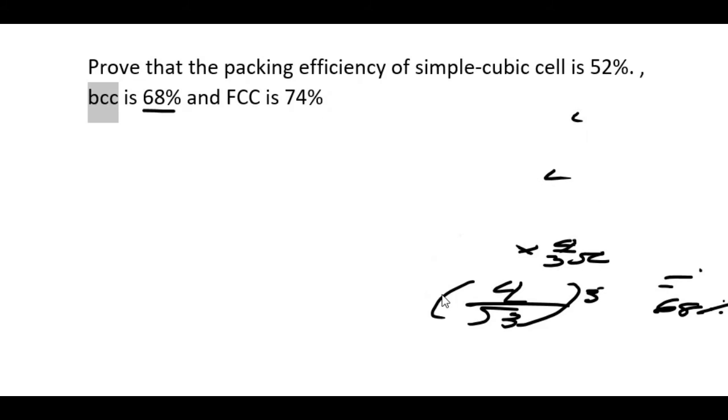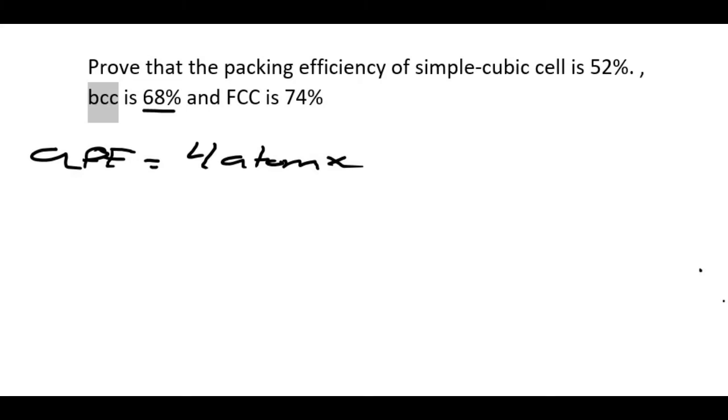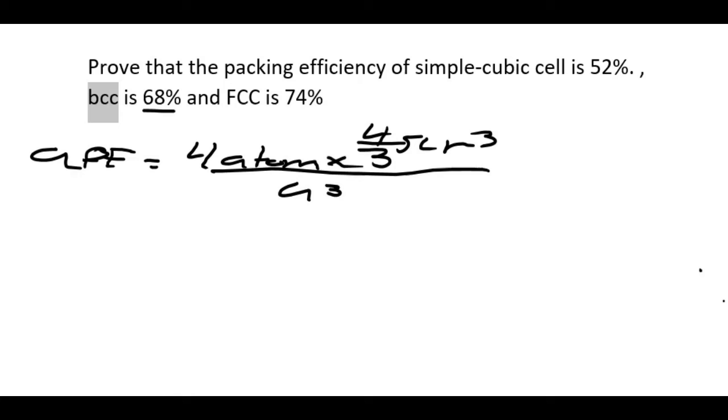So let's start again. What is the atomic packing factor? So we have four atoms times the volume of the atom divided by its cell volume. So we know that this is 4/3 πr³, and a equals 2√2 r.